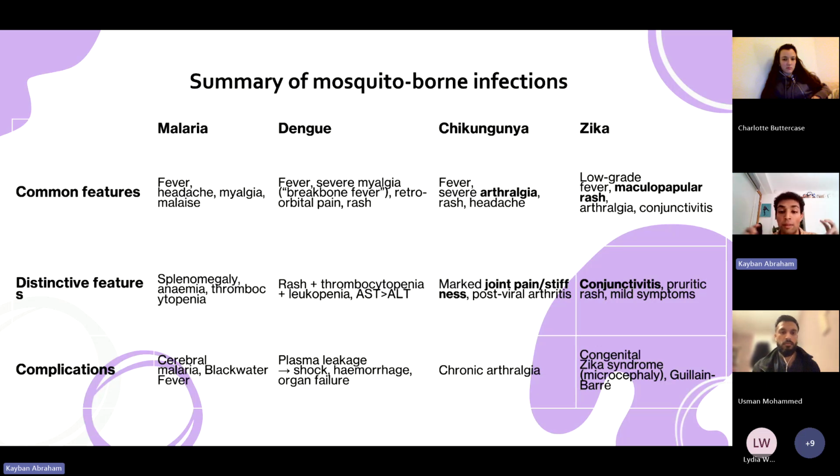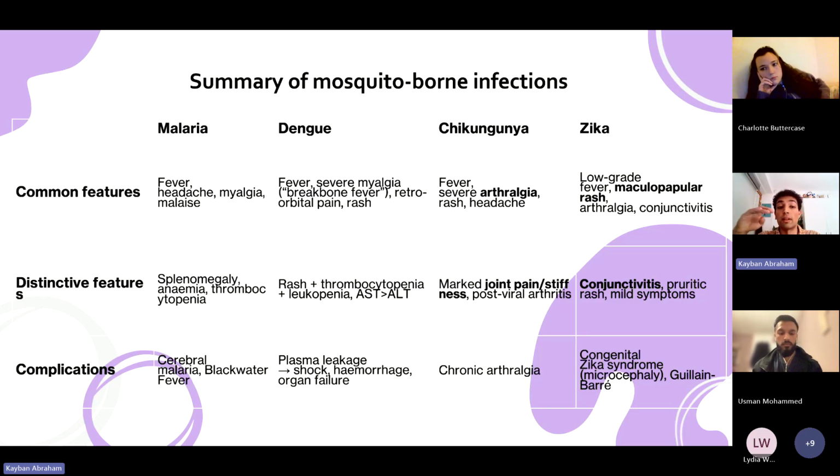I guess these are kind of the one-liners for you to remember. So particularly if they say breakbone fever in an infection, you're thinking dengue. The headache is usually behind the eyes, probably because a lot of fluid builds up there for whatever reason, puts pressure on the eyes, and then it causes that retroorbital headache. And then you can look at these patterns in the blood.